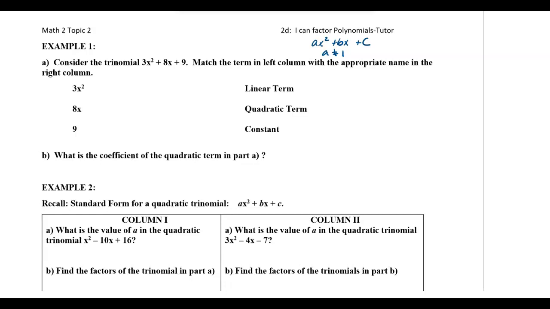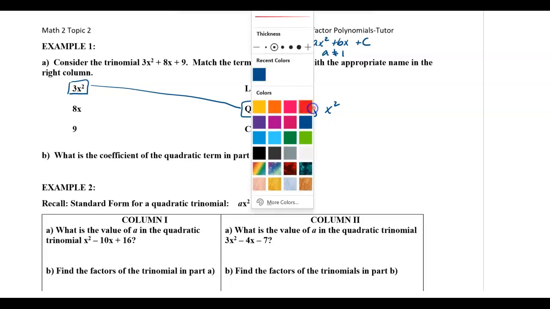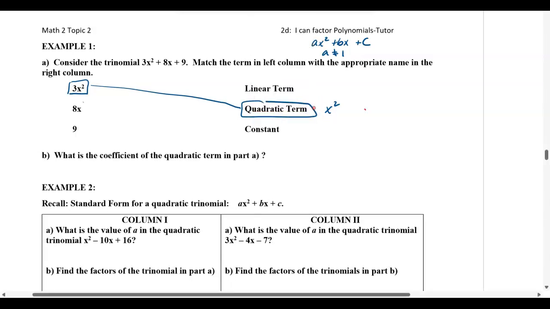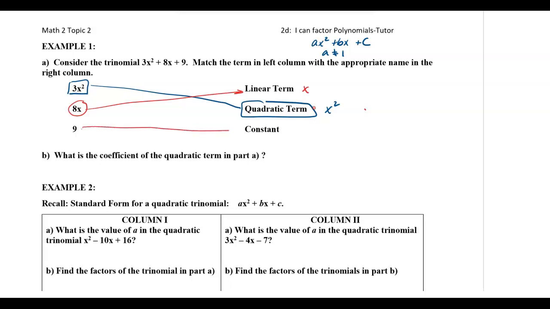So when we look at it, it says here, consider the trinomial 3x squared plus 8x plus 9. Match a term in the left column with the appropriate name in the right column. So when we look at the 3x squared, that there is a quadratic term. Right away, you know it's a quadratic term when you see the variable raised to the second power. Next, 8x is the linear term, because anytime we have a linear term, that's just the x term. And 9 is the constant term.